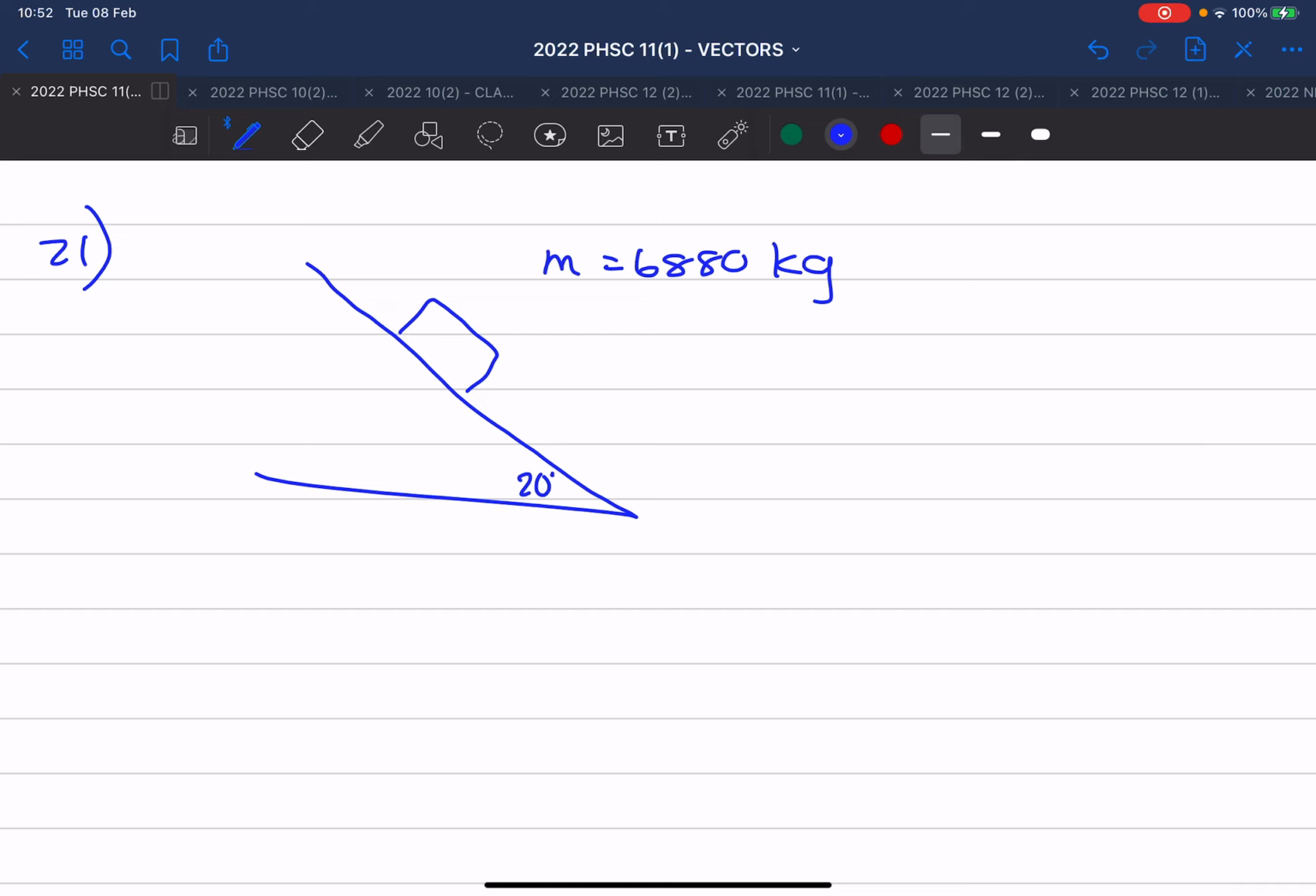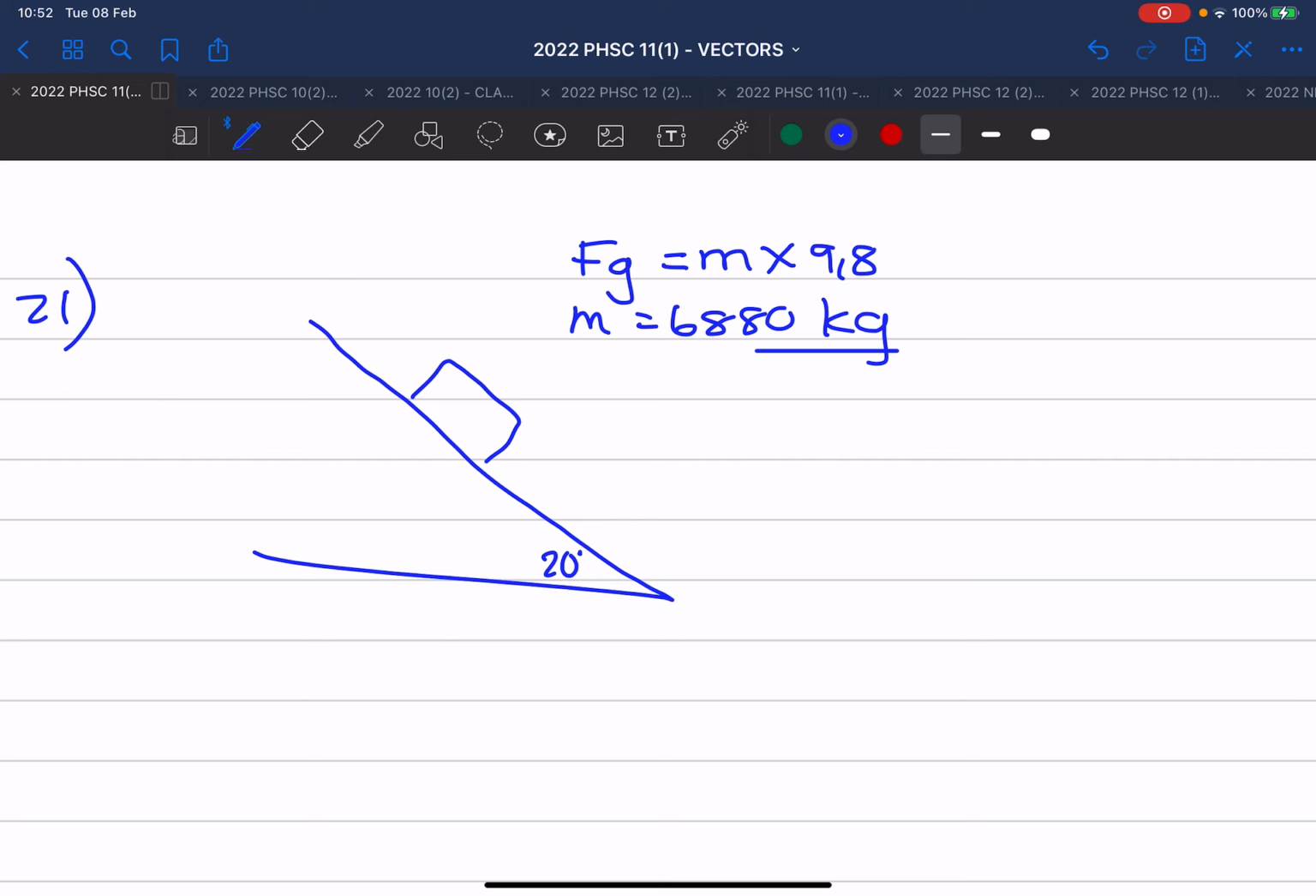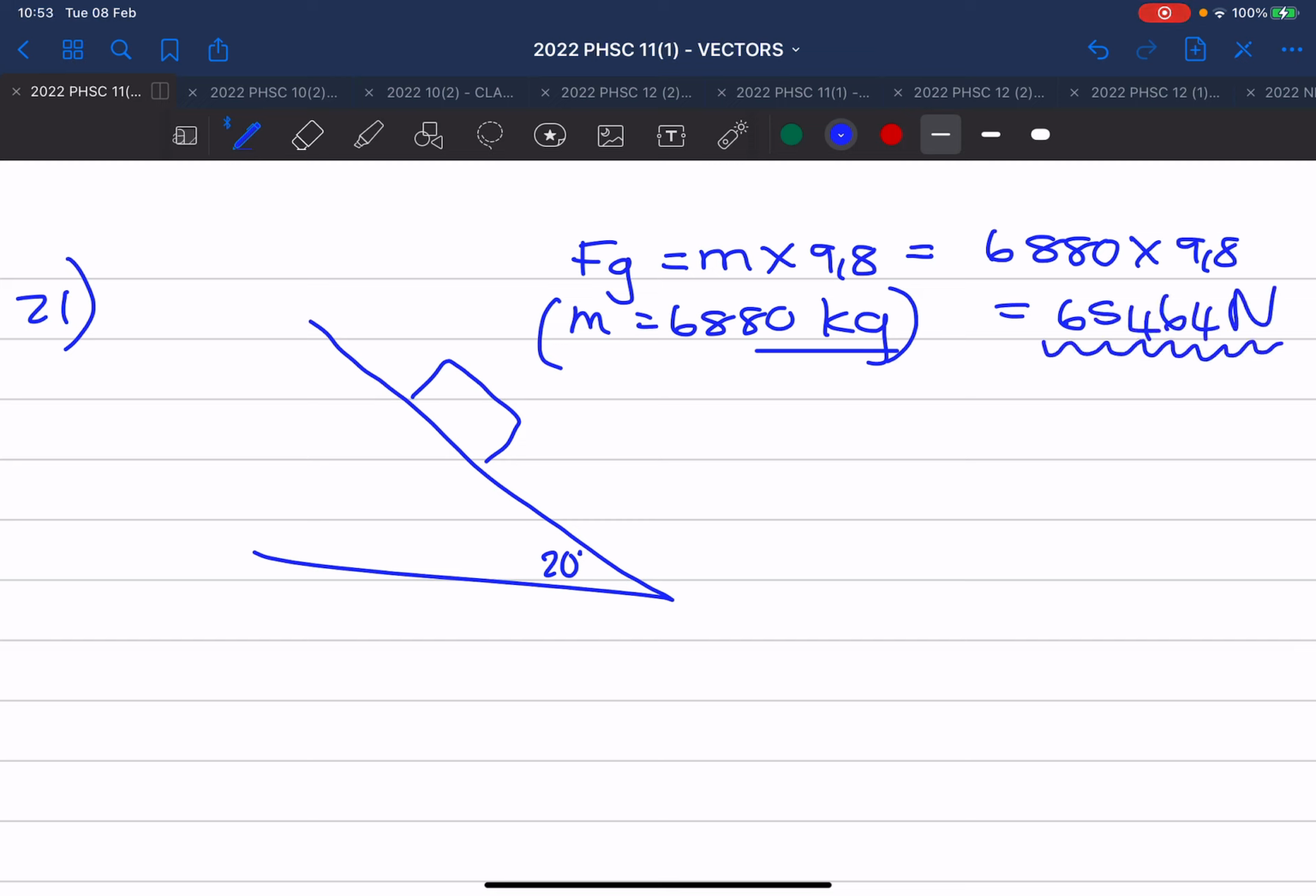Now they ask you, calculate the force exerted by the lorry on the road and calculate the force exerted by the lorry on its brakes. Okay, now, first of all, up until now, we've only worked with newtons, not with kilograms. So we want to take the mass and convert it to weight. The way you do that is you say M times 9.8. We did this on the first page of these notes, I think. So to get the weight, you're going to say 688 times 9.8. And you get 65464 newtons. What's wrong?